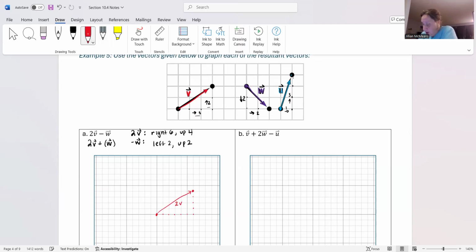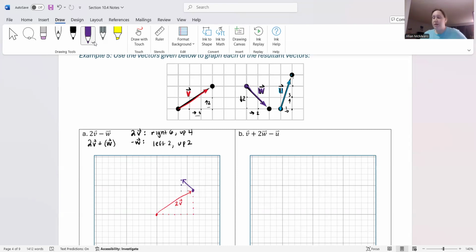So that is 2 times V. Okay. Now from there, we want to add the opposite of W. Okay, so let's go to purple. So the opposite of W, we want to go from the terminal point on W, we want to go to the left 1, 2, and then up 1, 2. So we get this vector here.